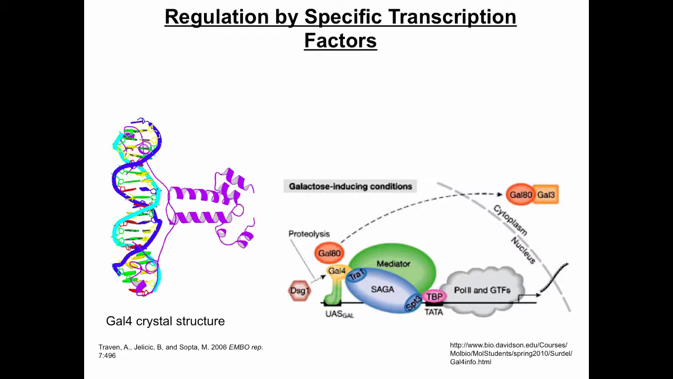There must be a distinct subset of genes turned on to do what that specific cell needs to do in the body. So one way that there is gene regulation is by what's called specific transcription factors.